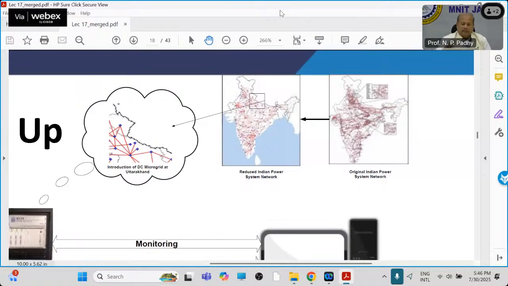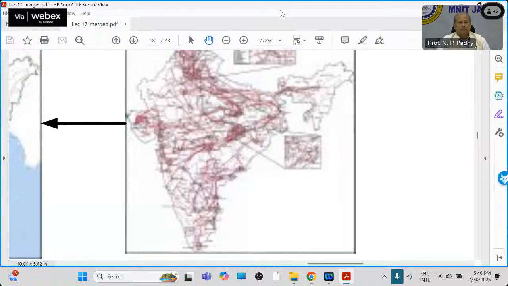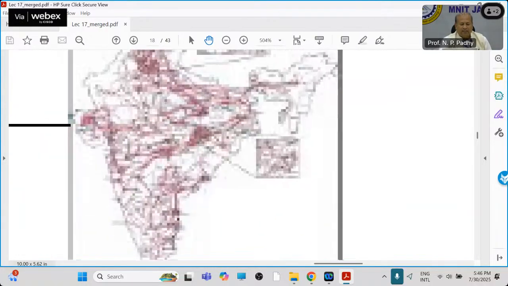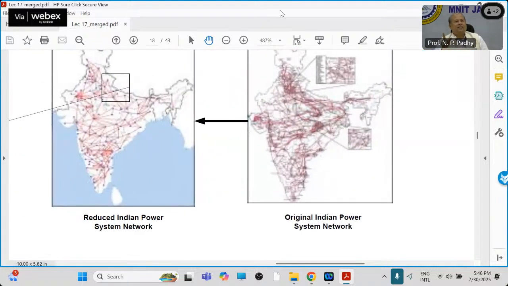So the right hand side is the true all India network. See the complexity. This is the original network. And we learned how to reduce a network and then we made it like this. Then we made it like this. So right hand side is original and we reduced to left hand side and then we connected, and this has gone to the RTDS and then we connected the microgrid. What a beautiful piece of work. Not even a single publication, no PhD thesis, but we have done it.